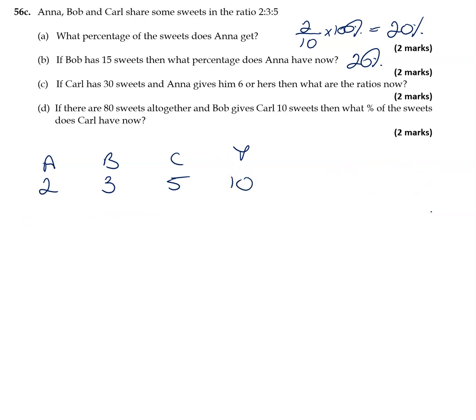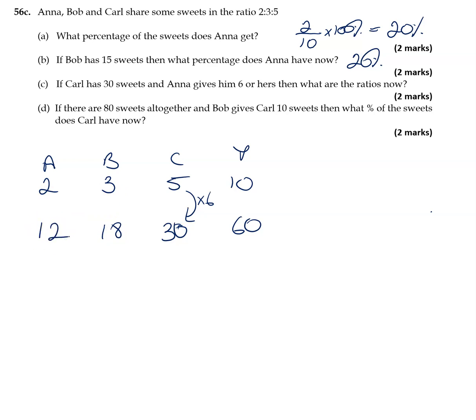Okay, it says if Carl has 30 sweets. So let's start with Carl has 30 first. So that's 6 lots of 5. So that's 60. That's 6 lots of 3 is 18. 6 lots of 2 is 12.